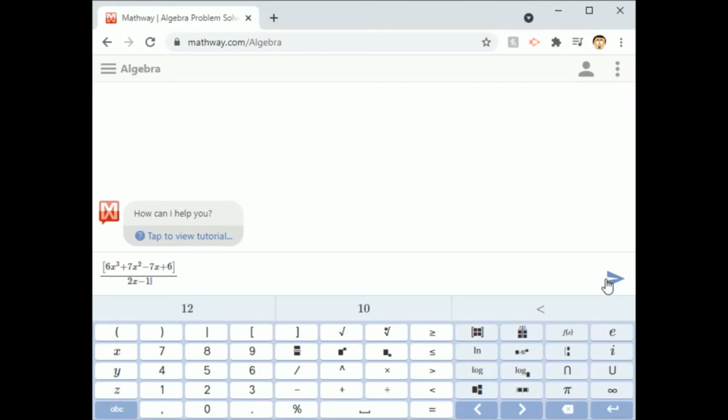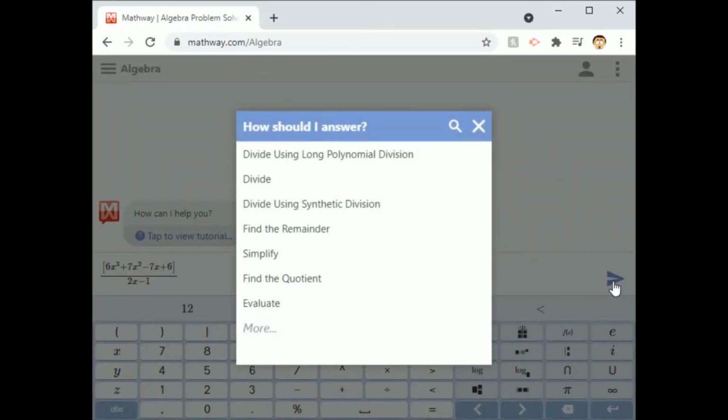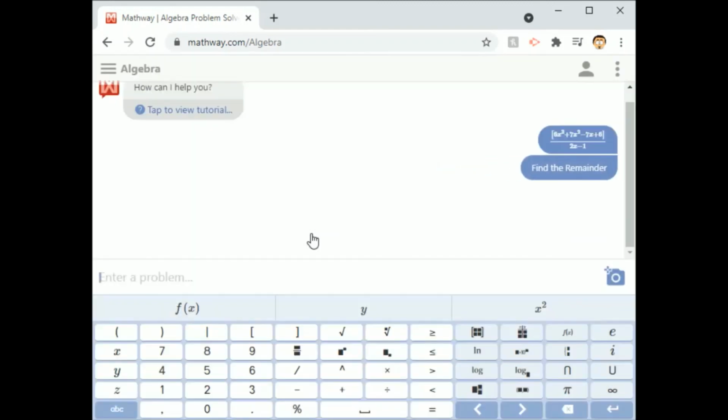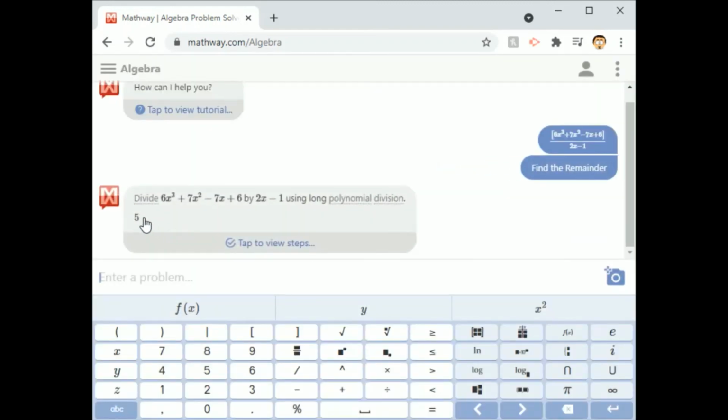And now I'm just going to click on this button over here, and it's going to ask me all these different things. And I'm just going to hit find the remainder. And it says right there the remainder is 5, which, why did we get 7? Oh, I know why we did. Let's go back real quick. Because apparently, oops. Oh, there we go.